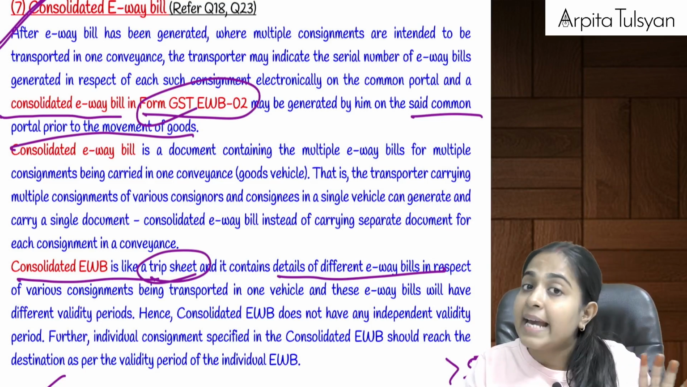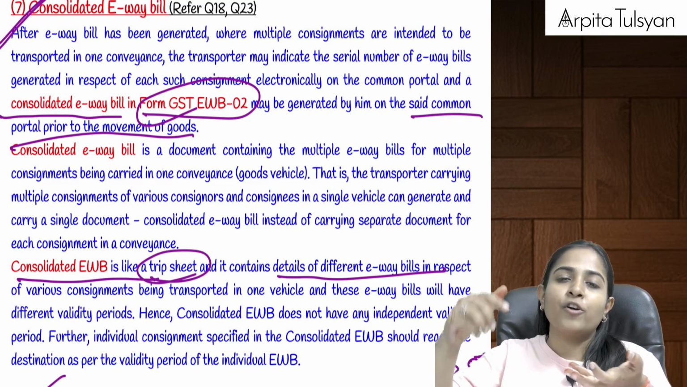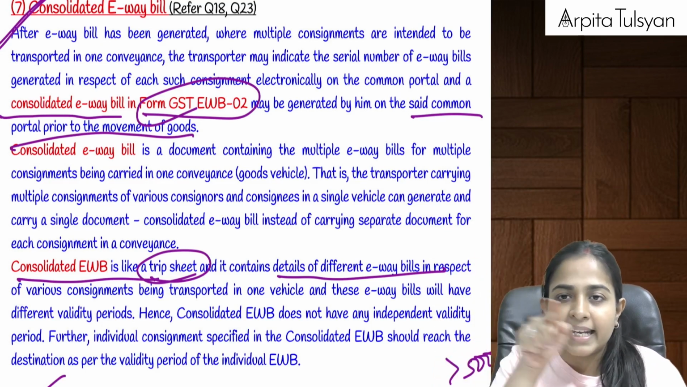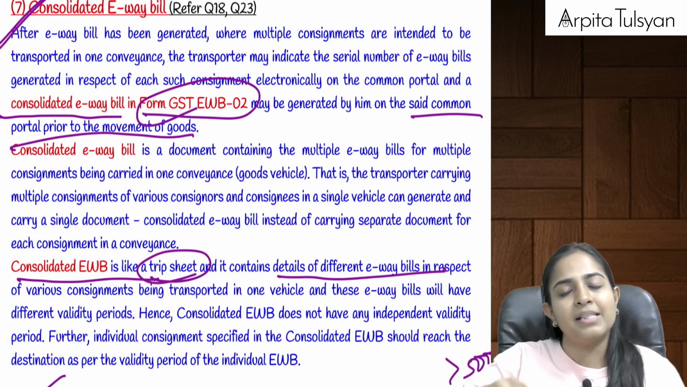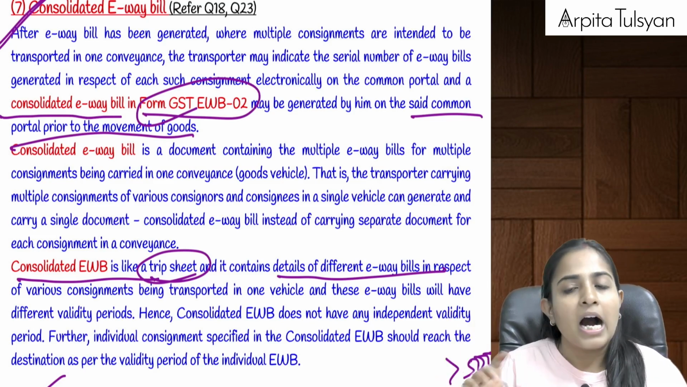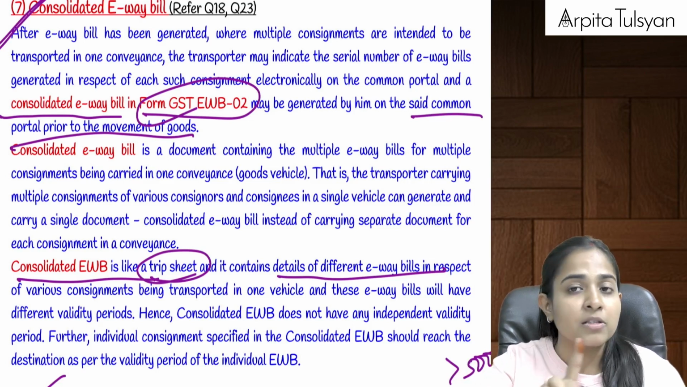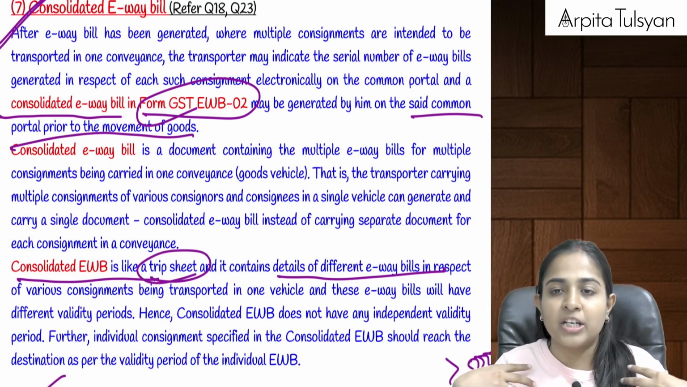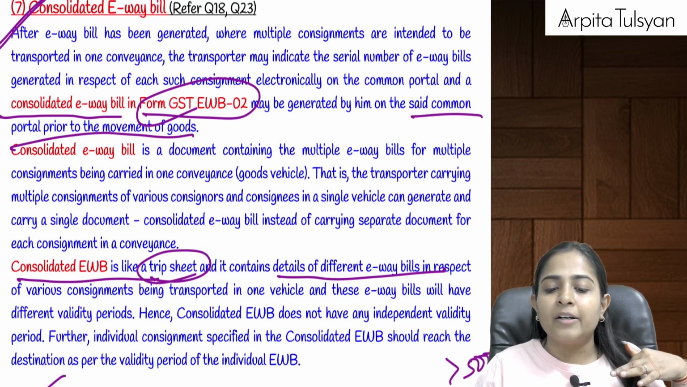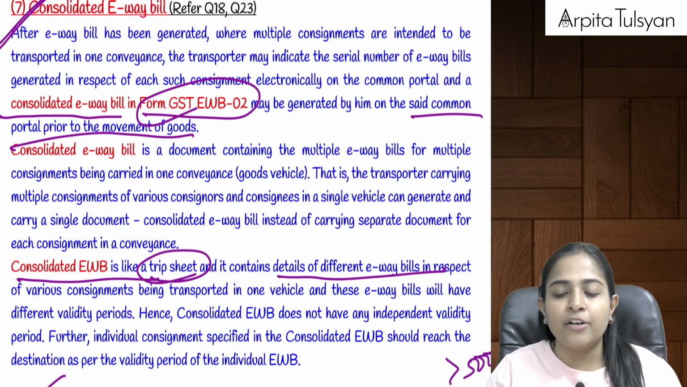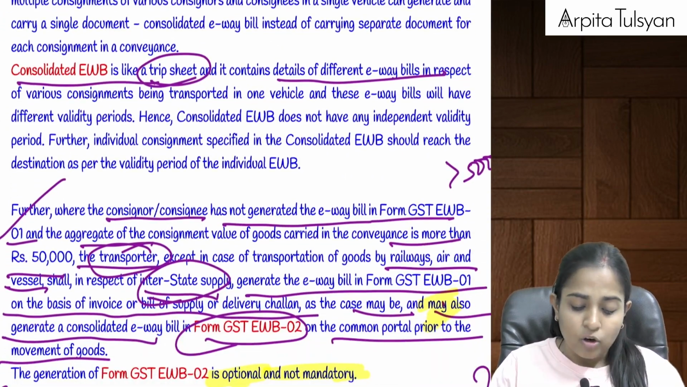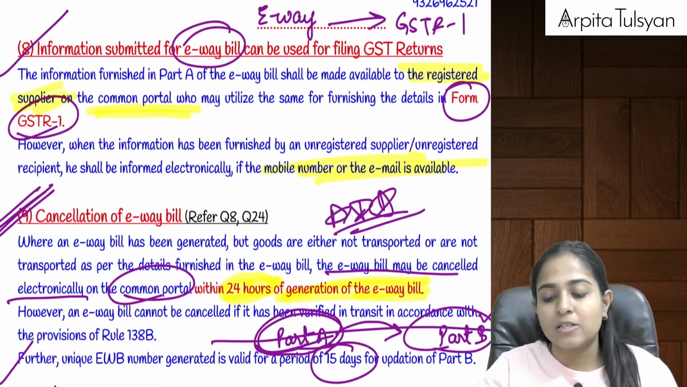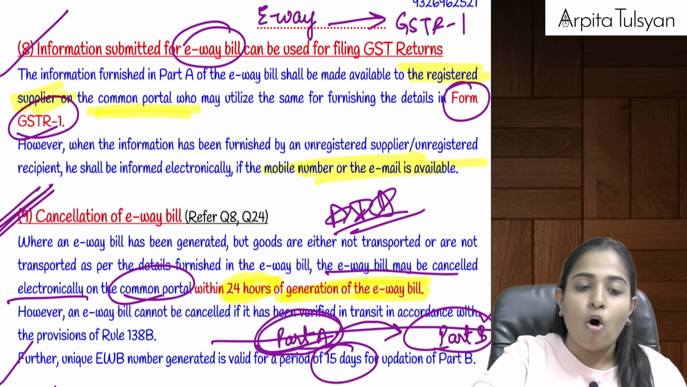Individual e-way bill is anyway mandatory. But transporter, for the purpose of his convenience, can apply for a consolidated e-way bill which will contain the details of all the individual e-way bills that he is transporting from one place to another. But consolidated e-way bill is not having any legal validity. It is just the summary for his own use which he can apply on the GST portal, and he can get this consolidated e-way bill in form GST EWB 02. Are you clear with this? Again, I am repeating, this consolidated e-way bill is not mandatory. This is purely optional, right?